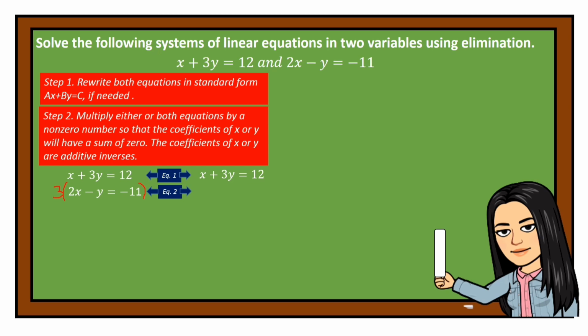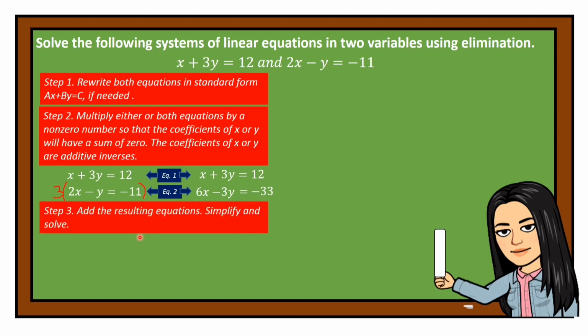Kapag minultiply natin ang equation 2 sa positive 3, that will be equal to 3 times 2x is equal to 6x. 3 times negative y will be equal to negative 3y. And then equals 3 times negative 11 is equal to negative 33. So, nagkaroon tayo ng additive inverses sa coefficient ng y. Okay? So, we have here positive 3y and negative 3y. Next, step 3. Pwede na natin i-add at i-simplify at i-solve.